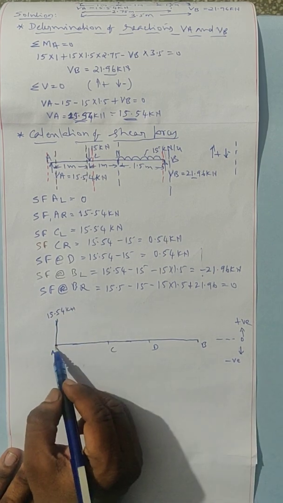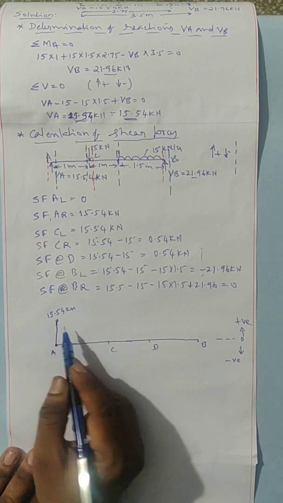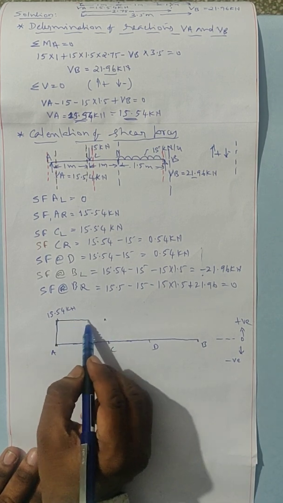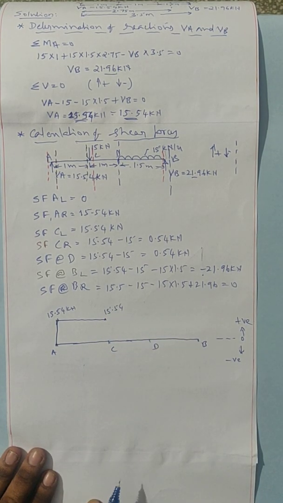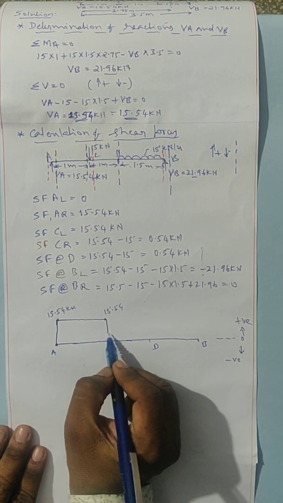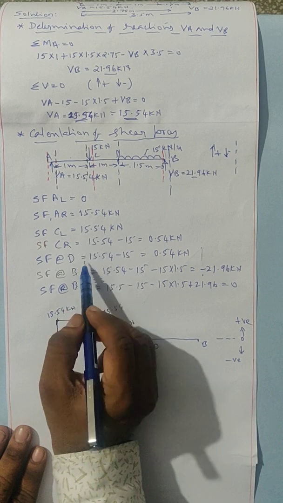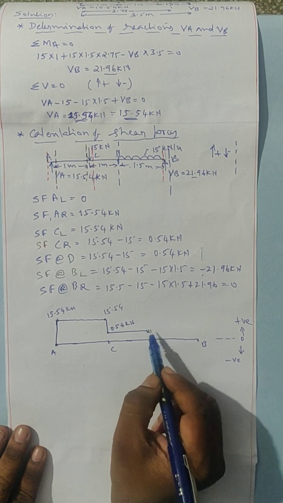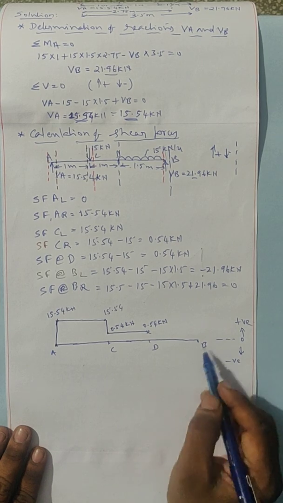A left is 0, A right is this. It is the same point. It varies from 0 to 15.54. C left is 15.54. Again it is the same, horizontal. C right comes down by 0.54, so this is 0.54 kilonewton. D is again 0.54. It is the same. If you join, it is 0.54 kilonewton.